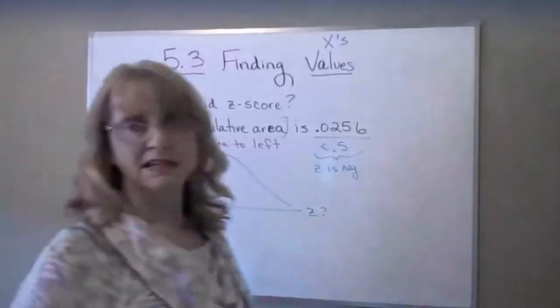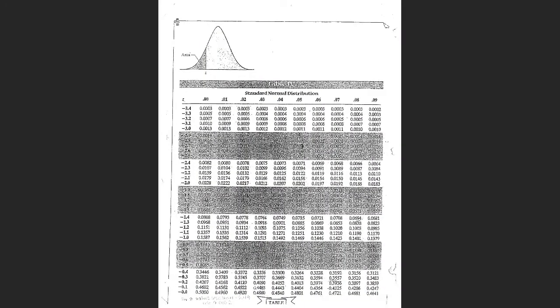Since we know we're looking for negative z, I'm going to look at page 1, which is the negative part. Now, by using it backwards, this is what I mean. I'm going to look in the body of the table. So what I'm looking at, guys, is all of these numbers in here. And what I'm trying to find, remember, I know the area to the left. I'm looking for an area. Area to the left is 0.0256. If I'm real lucky, I will find that number in this list of areas. But if I can't find it, I'm just going to have to find whatever's closest.